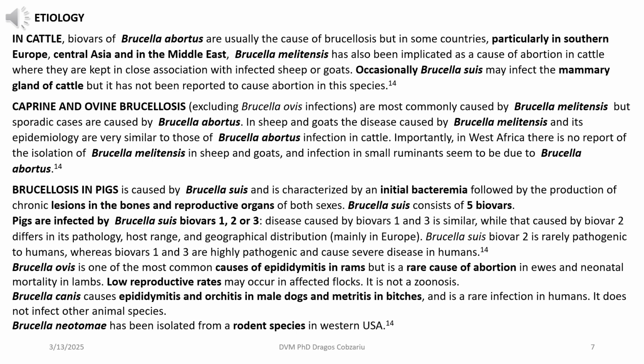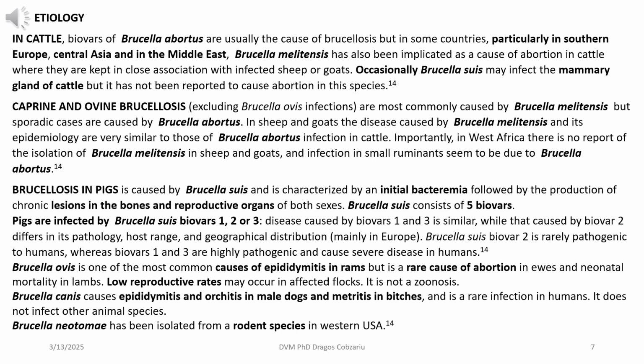Caprine and ovine brucellosis, excluding Brucella ovis infections, are most commonly caused by Brucella melitensis, but sporadic cases are caused by Brucella abortus. In sheep and goats, the disease caused by Brucella melitensis and its epidemiology are very similar to those of Brucella abortus infection in cattle. Importantly, in West Africa there is no report of the isolation of Brucella melitensis in sheep and goats, and infection in small ruminants seems to be due to Brucella abortus.